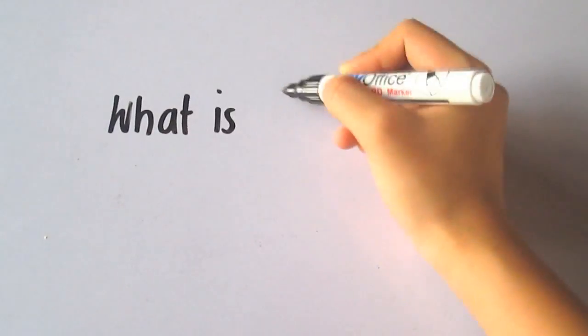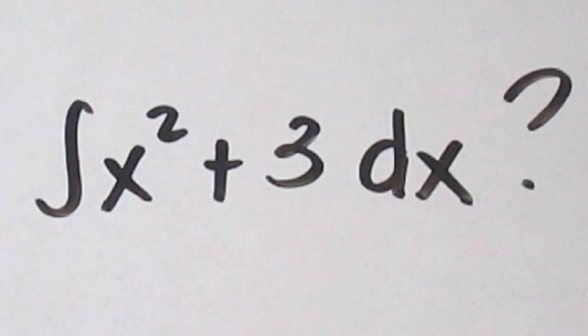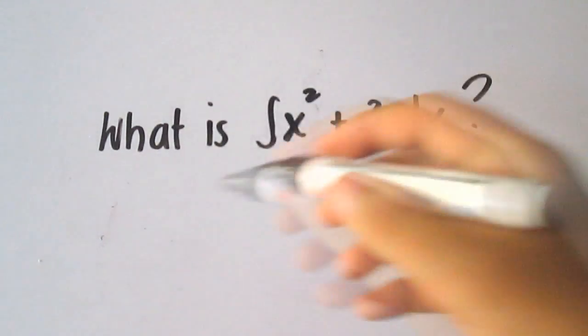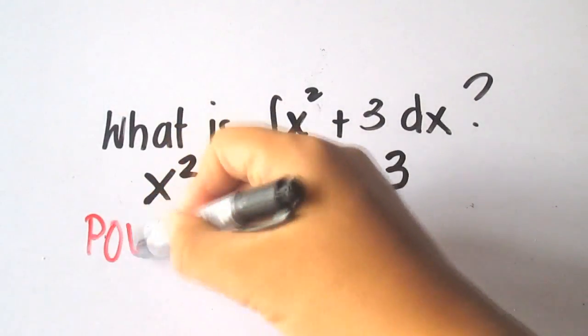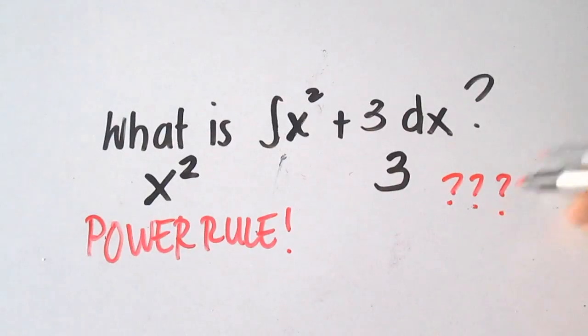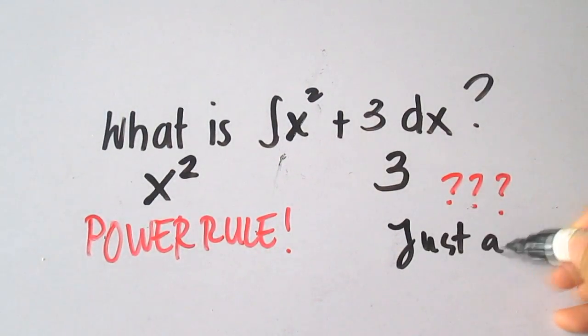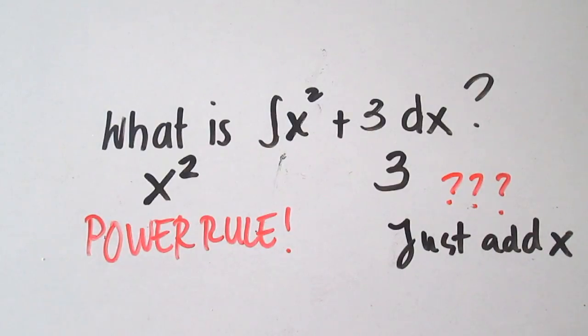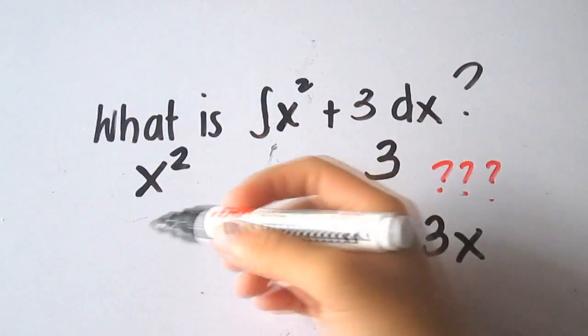Moving on, this time, let's have both the sum rule and the difference rule. What is the integral of x squared plus 3 dx? Since the terms are added or separated by a plus sign, we can solve for their integrals separately. First, with x squared, we apply the power rule. How about 3? When it's just a constant, we just add x, thus 3x. Note that we will only move out a constant when multiplied.